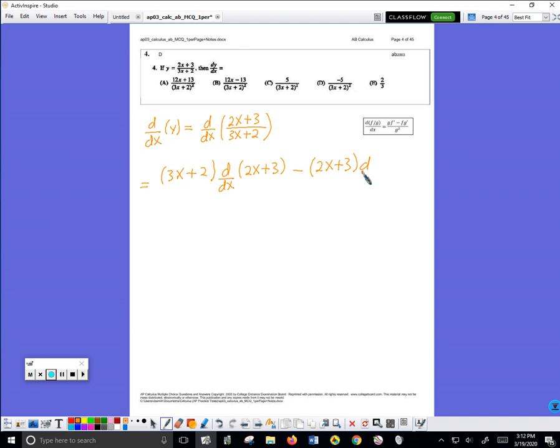Then d over dx of the denominator. Then the whole thing is divided by the denominator squared. I don't ever square out the denominator unless I find a reason, which is actually very uncommon. Okay, two things adding. I take the derivative separately. The derivative of 2x will be simply 2, plus the derivative of 3 will be 0. So this becomes 2 multiplied by this.